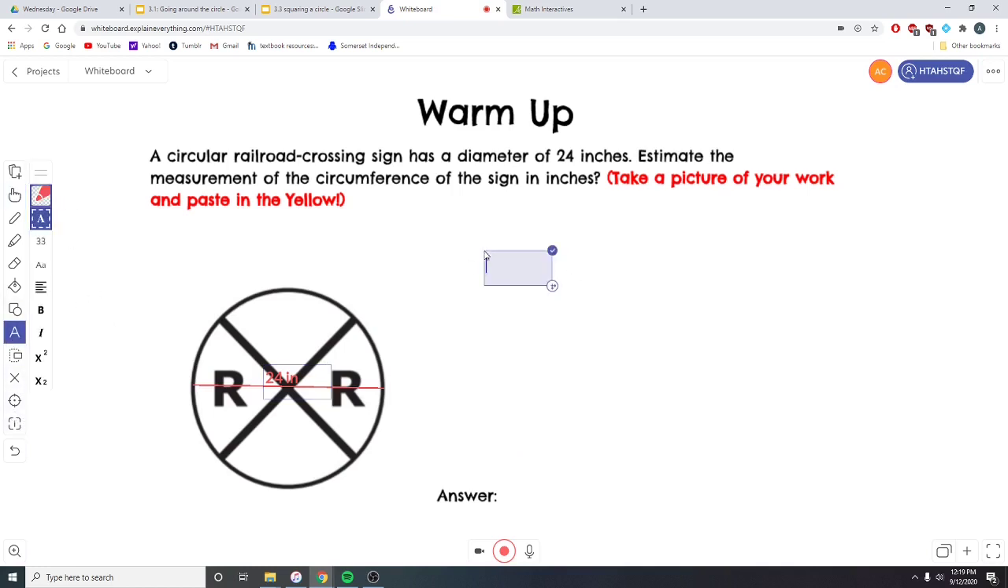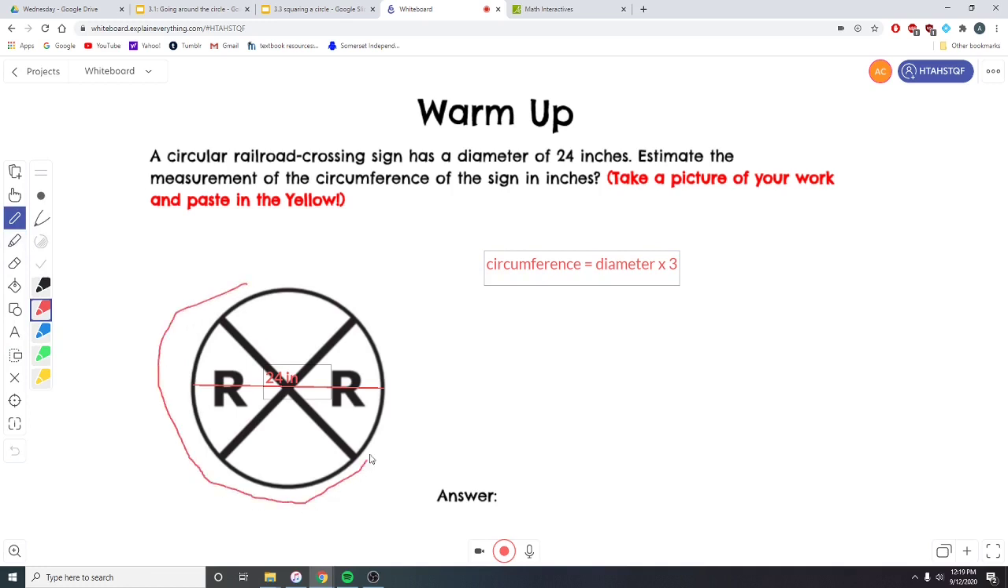You can take your diameter and times it by 3 to get your circumference around the circle. Remember, whenever they mention circumference, they're mentioning the measure around the circle. Since they already give us the diameter, this should be pretty easy. In this case, our circumference is equal to our diameter, which is 24 inches, times 3.